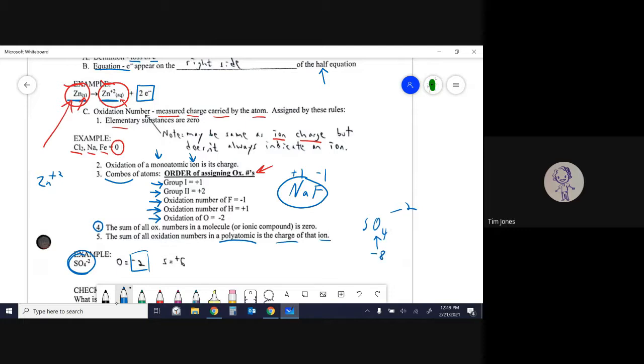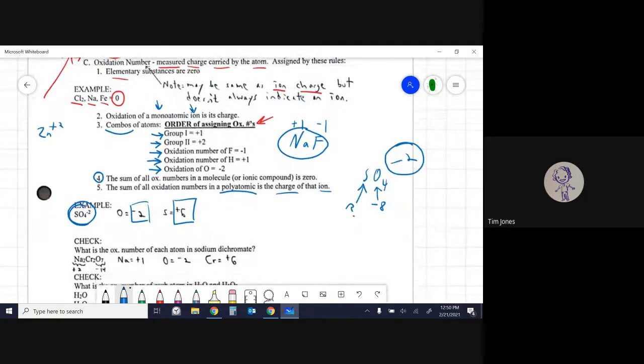So you have to think, what must the sulfur be so that when it's added to these 4 oxygens, we have a total of -2? We have to end at -2. Well, of course, it ends up being a +6. +6 minus 8 is a total of -2. And make sure you account for all 4 oxygens having a -2 oxidation number. Bigger groups start to get more complicated.